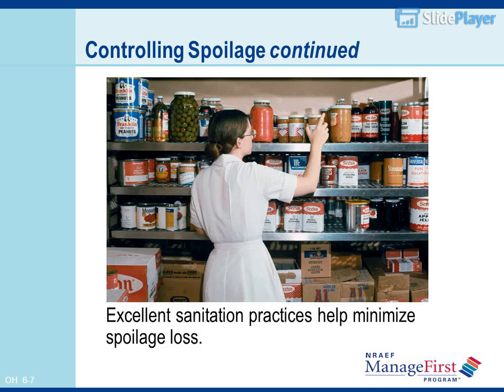Controlling spoilage continued. Excellent sanitation practices help minimize spoilage loss. Instructor's notes: Ask about specific threats to product quality that are posed by poor sanitation practices. Examples include insect and rodent infestation, debris in food, and product loss, drying out, due to unsanitary storage procedures.